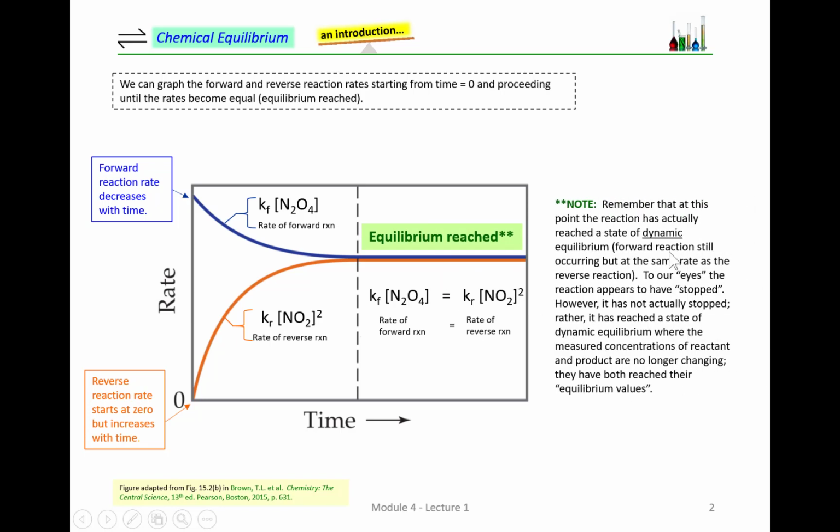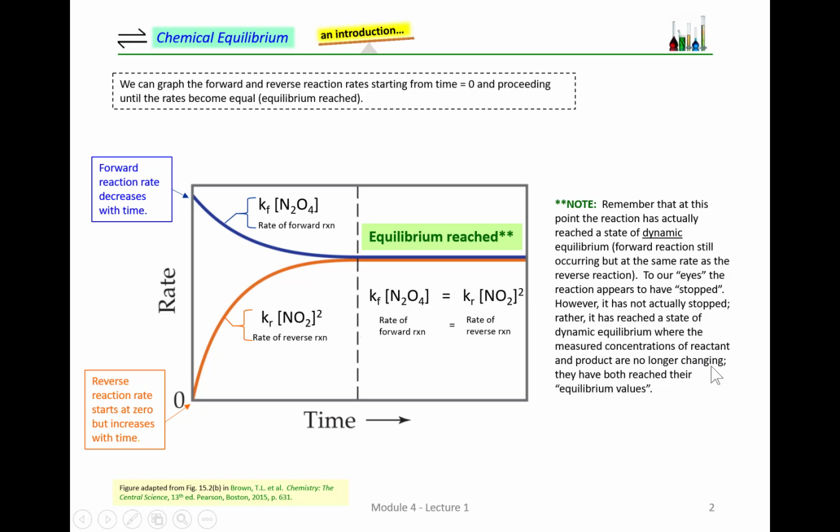Now you want to note here that at this point the reaction has reached a state of dynamic equilibrium. Dynamic means moving. The forward reaction is still occurring, but at the same rate as the reverse reaction. Now, to our eyes in the lab, the reaction appears to have stopped. However, it has not actually stopped. It has reached a state of dynamic equilibrium where the measured concentrations of reactant and product are no longer changing.